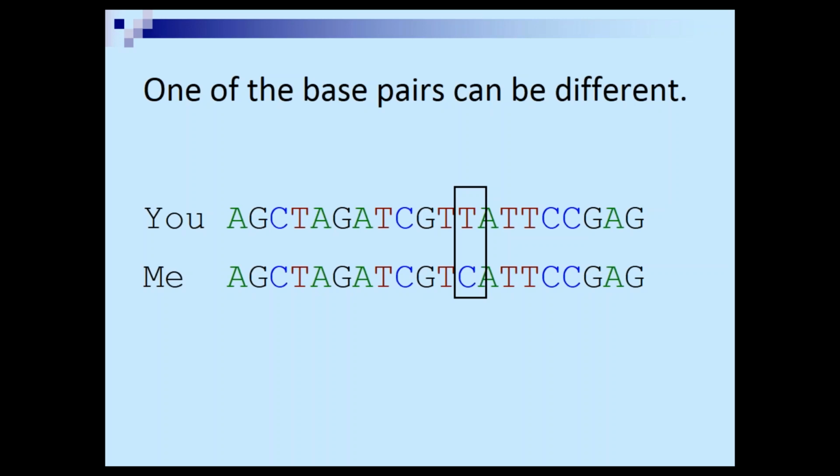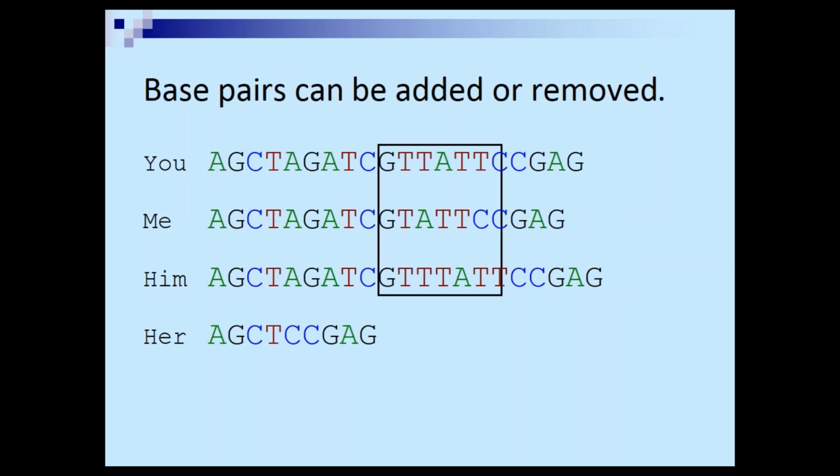But the problem is, there are only 4 options there. You can have either a T or a C or an A or a G. When it comes to differentiating the billions of humans on Earth, that's not that strong, because my DNA is not going to be unique. Somebody else is also going to have a C, and for you, somebody else is also going to have a T.